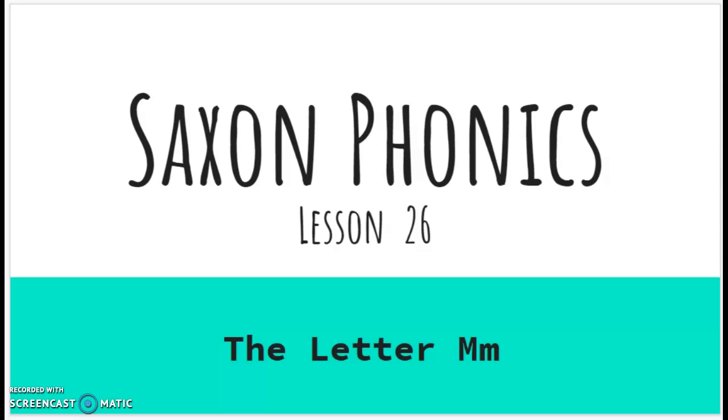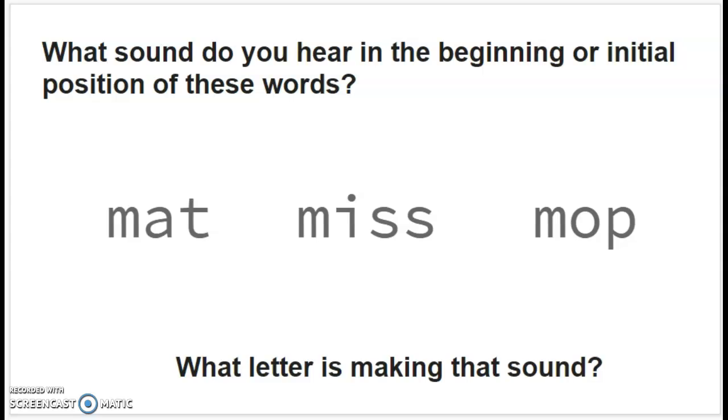There are 26. What two kinds of letters make up the alphabet? Vowels and consonants. And do you know the names of the vowels? A, E, I, O, and U. What sound do you hear in the beginning or initial position of these words? Mat, miss, mop. What letter is making that sound?